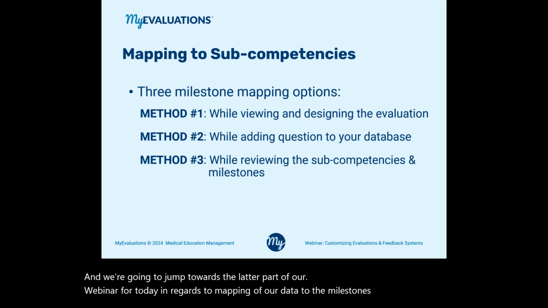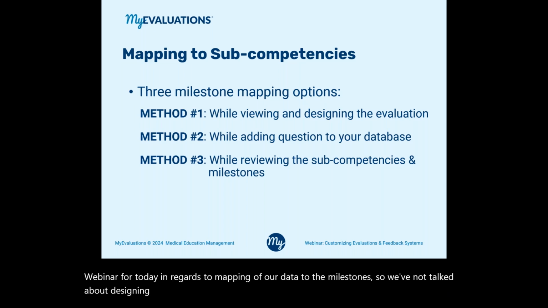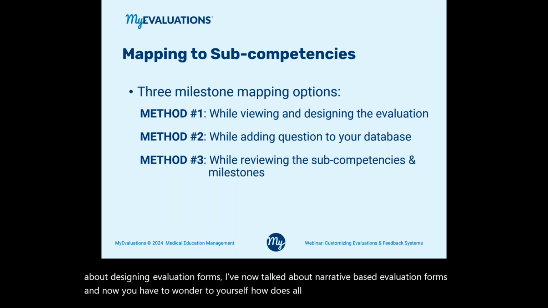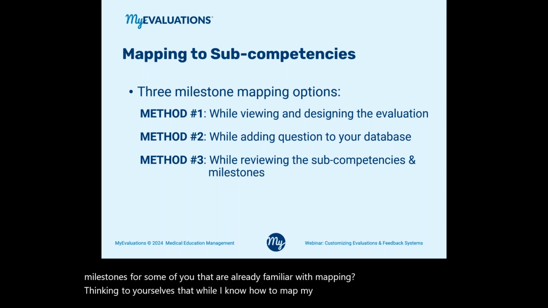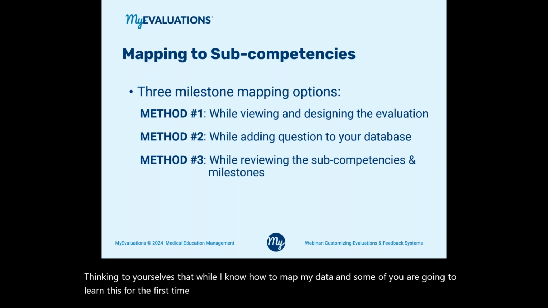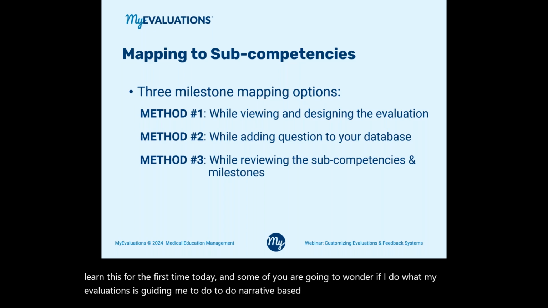So we've now talked about designing evaluation forms, and narrative-based evaluation forms. And now you have to wonder to yourself, how does all this information get mapped to the milestones? For some of you that are already familiar with mapping, you're already thinking, well, I know how to map my data, and some of you are going to learn this for the first time today. And some of you are going to wonder, if I do what my evaluations are guiding me to do, narrative-based evaluations, how is all of that going to map to the milestones?